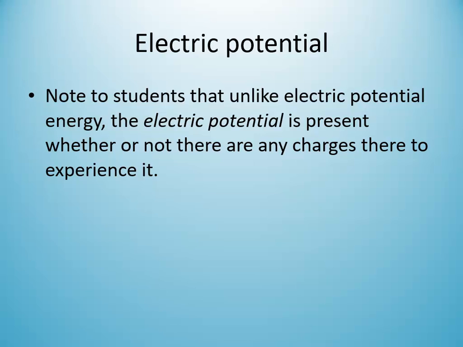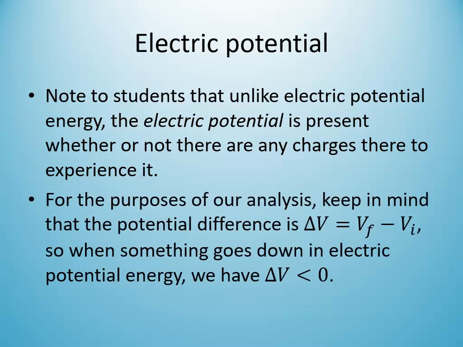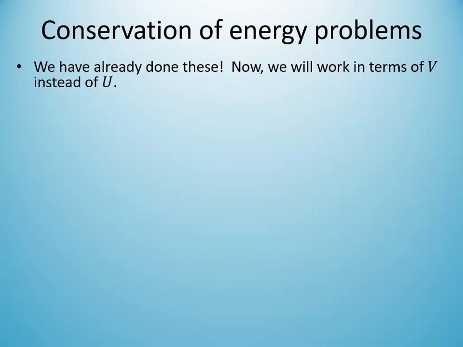Now keep in mind that electric potential is always present. Whenever you have some sort of source charges around that create electric fields, there is electric potential present, whether or not you actually put charges there to experience it and get moved by it. So keep in mind that the potential difference is typically given as the final potential minus the initial potential. So when something goes down in electric potential energy, we have that delta V is less than 0. That's something that will become especially important when we talk about circuits.